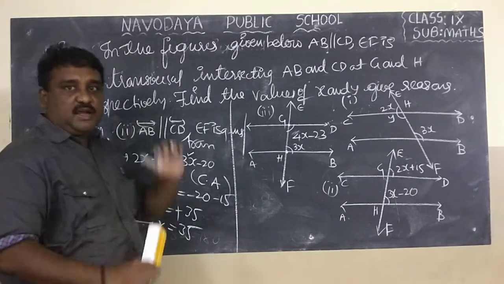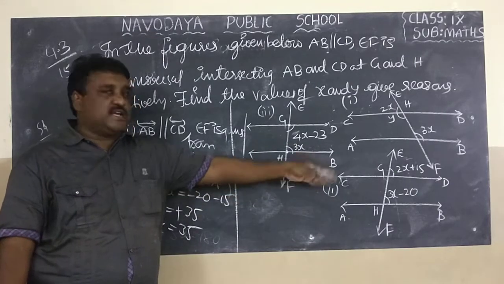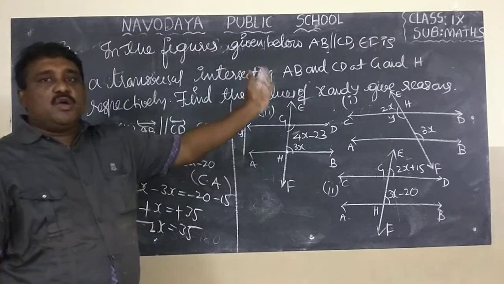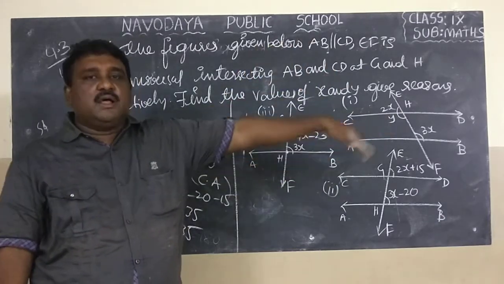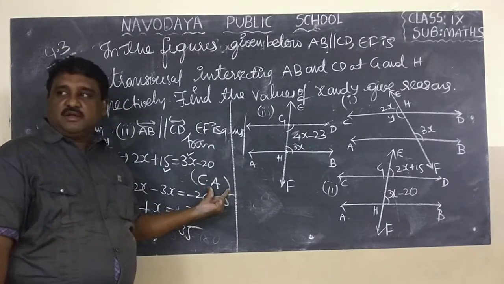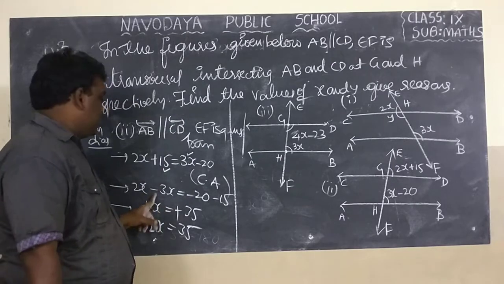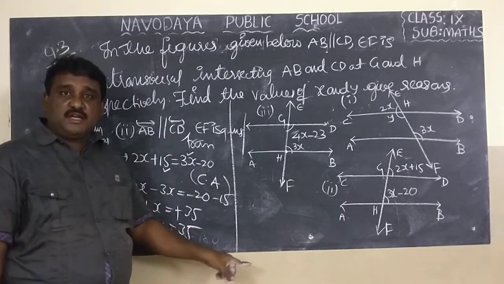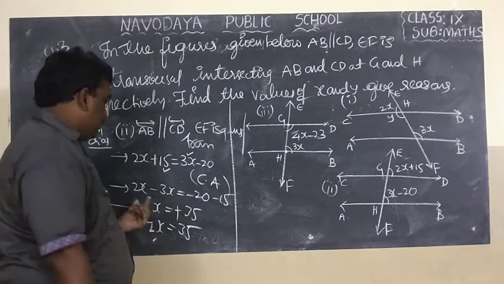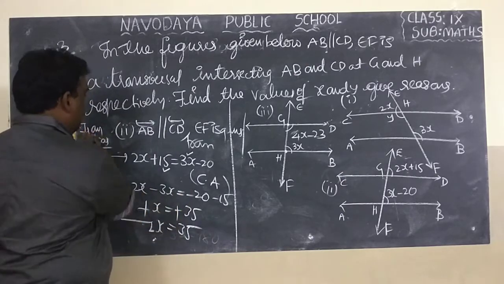See again, second diagram. What are the angles? 2x plus 15 is the exterior angle. 3x minus 20 is the interior angle. They lie on the same side of the transversal. They are not adjacent. Such types of angles are known as corresponding angles. Okay now. So plus 3x is moving to the left side, plus 15 is moving to the right side. Signs change. Subtract. What do we get? Minus x equal to minus 35. x equal to 35. See the third one.